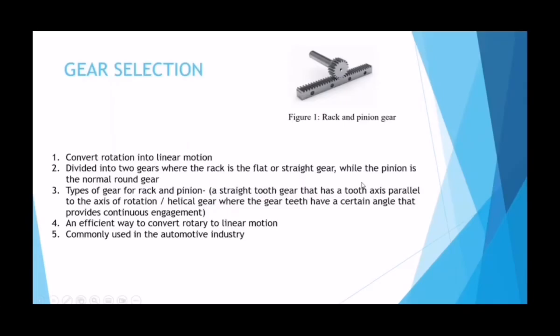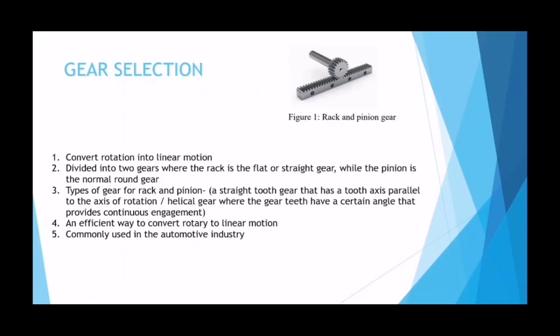For the next part is gear selection. Let's choose rack and pinion gear. Rack and pinion gear are the type of gear that are used to convert rotation into linear motion. The rack and pinion gear system is divided into two gears, where the rack is the flat or straight gear, while the pinion is the normal round gear.